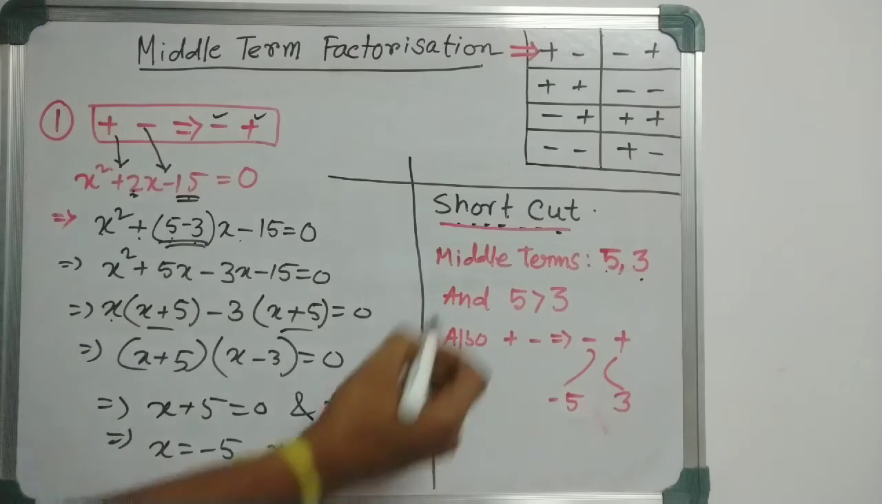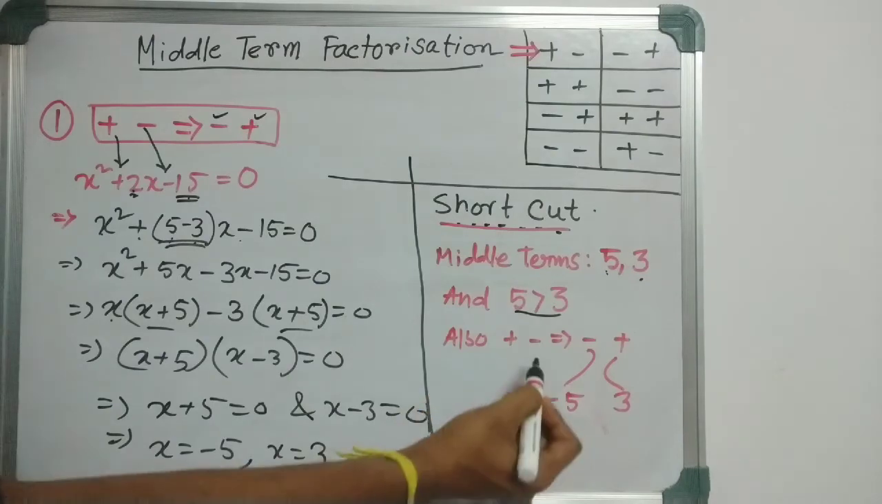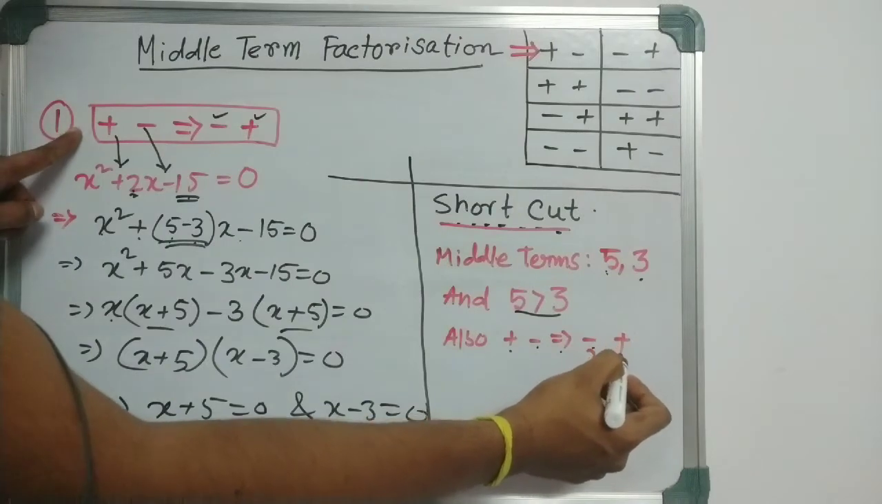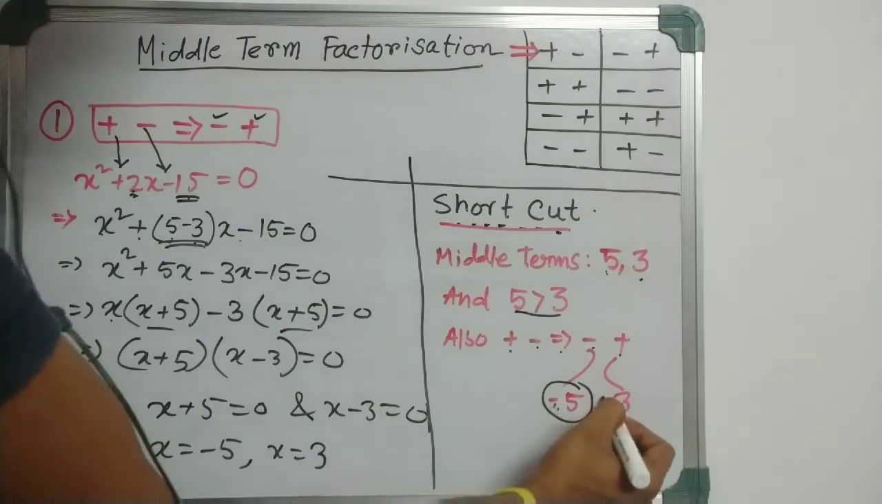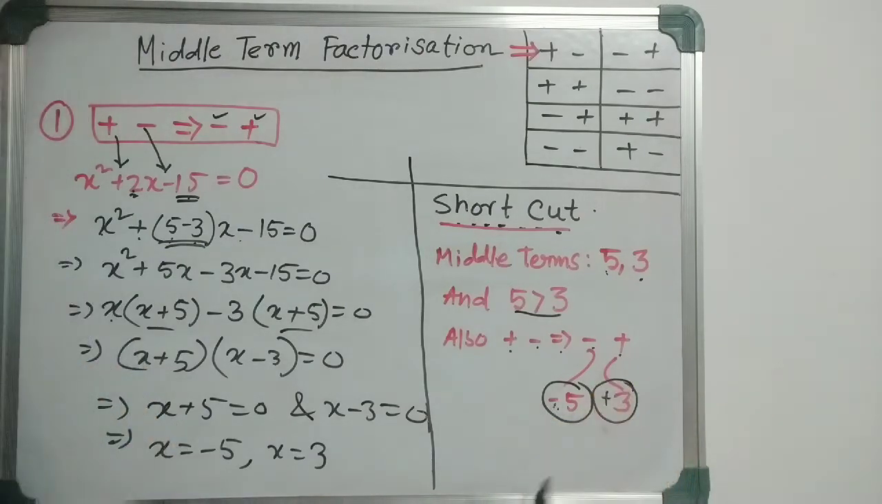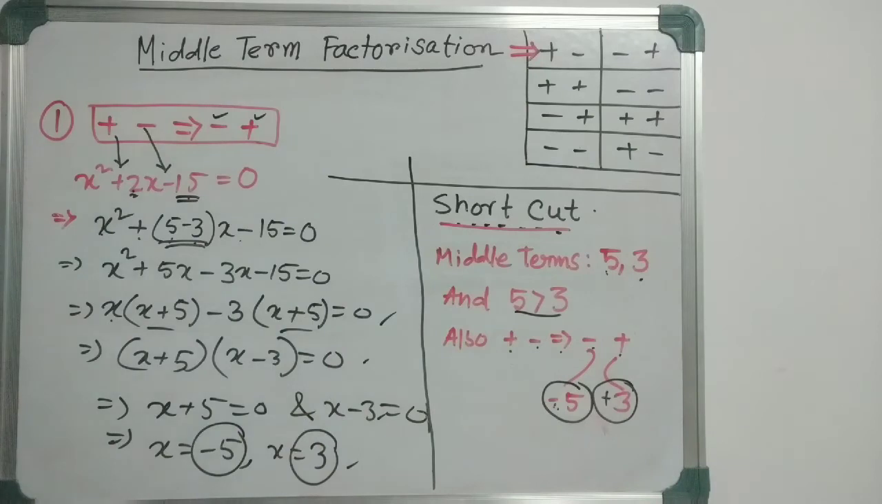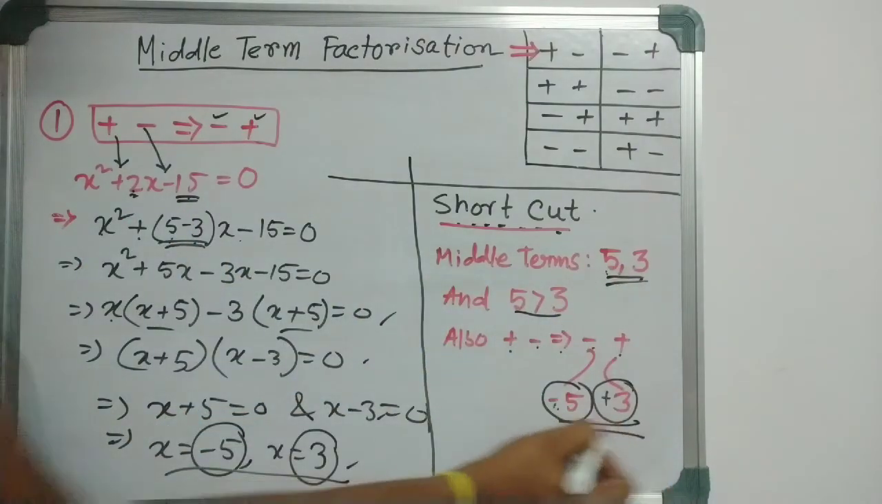Let's go for the shortcut. The middle terms are 5 and 3, and 5 is greater than 3. Also positive and negative implies negative and positive. Here we got it. Therefore we will put negative sign in front of 5 and positive sign in front of 3. And previously we got the result minus 5 and 3. But there we solved 1, 2, 3, 4 lines, and after that we got the result. But here, after just getting the terms 5 and 3, we got the result.